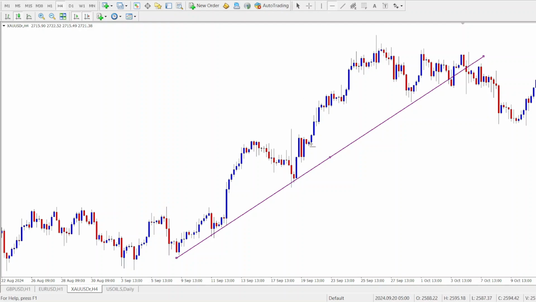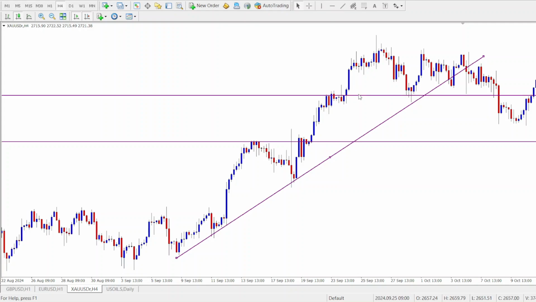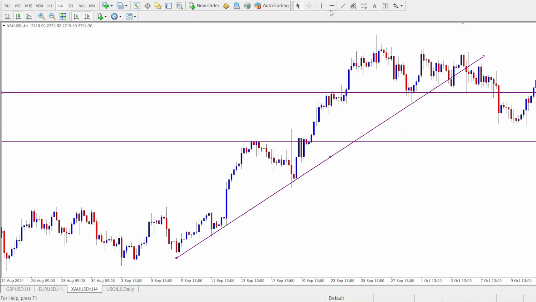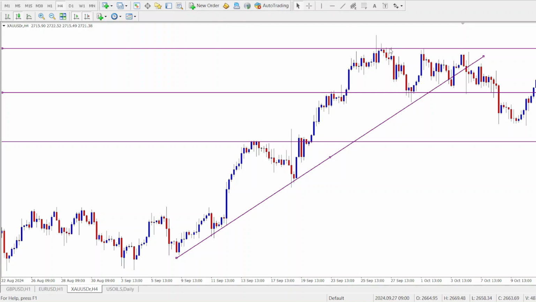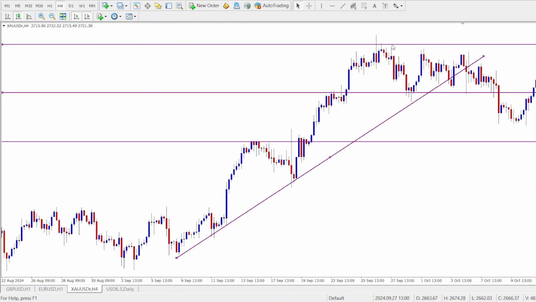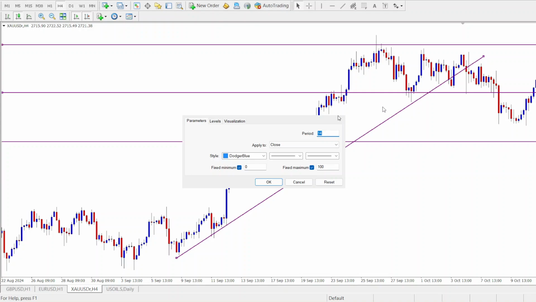Take profit can be at resistance zones, could be the first resistance zone, or depending on your risk to reward ratio, you can have multiple targets. If you have multiple positions open, you can target different resistance levels for your take profits. Okay. And then you can also consider using moving averages just for additional confirmation.